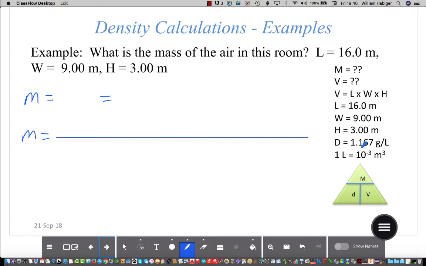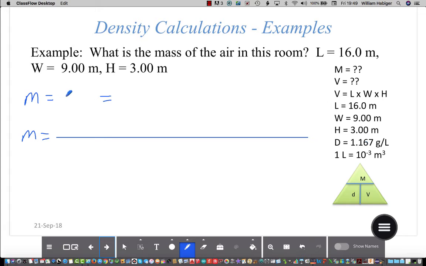Since it doesn't say it's at STP, we have to use the air one that's at Coleman, and that's at room temperature, which is 20 degrees Celsius. So we use that very first entry, and we find that the density of dry air at Coleman, which is 500 meters above sea level, and at 20 degrees Celsius is about 1.167.